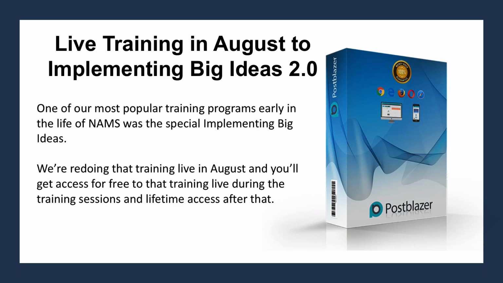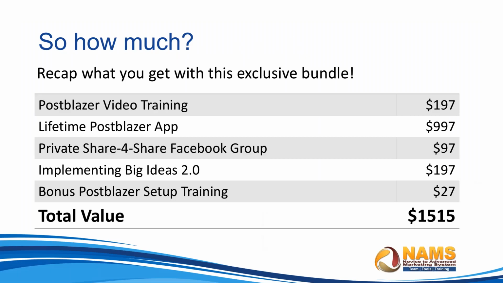And then we have this. So how much is all of this going to be? This is what you're going to get in this bundle. It's the Post-Blazer video training, which is 197 bucks. Lifetime Post-Blazer app, which is 997 lifetime. This is actually being done for us because nobody else has access to this bundle. We put this bundle together specifically for us. Private share for share Facebook group, 97 bucks. Implementing Big Ideas, 197 bucks. Post-Blazer setup training for your Facebook pages. This is a bonus, 27 bucks. So total value, $1,515.